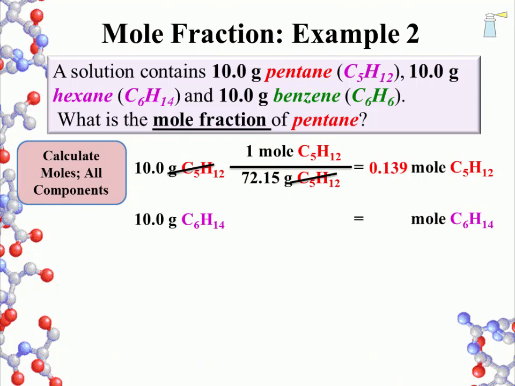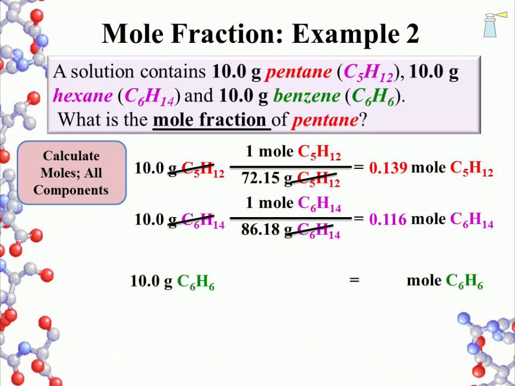The 10.0 grams of hexane are converted the same way. The molecular weight is 86.18 grams per mole of hexane. It's inserted such that grams cancel out, and a value of 0.116 moles of hexane is produced. The third substance, benzene, is converted into moles with a molecular weight of 78.11 grams per mole. 10 grams of benzene is 0.128 moles of benzene. The hard work of the problem is done, and nothing but arithmetic awaits us.